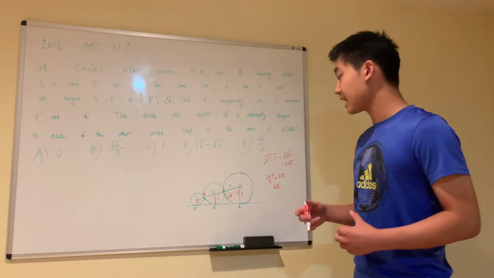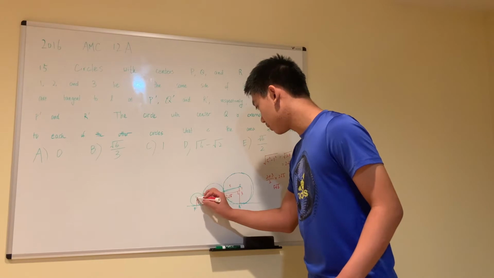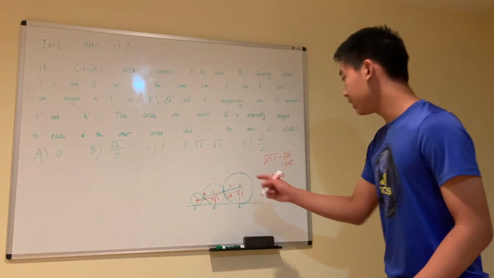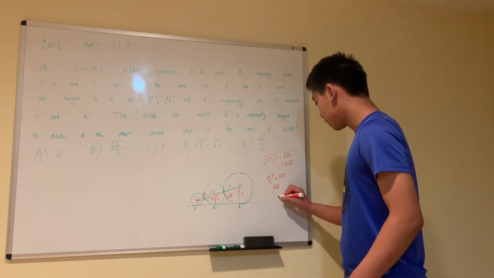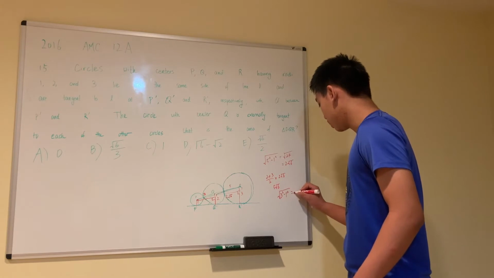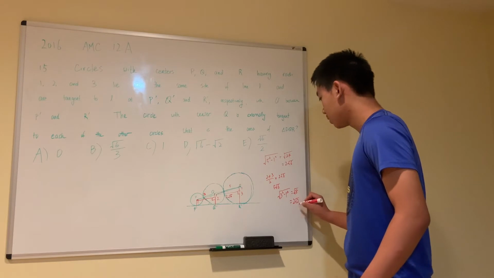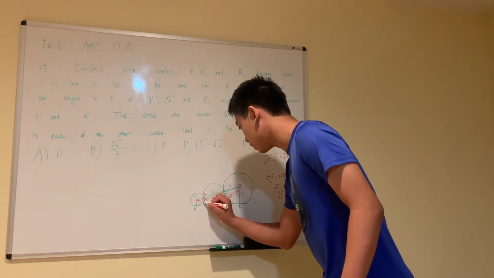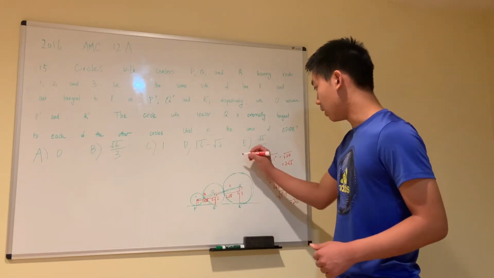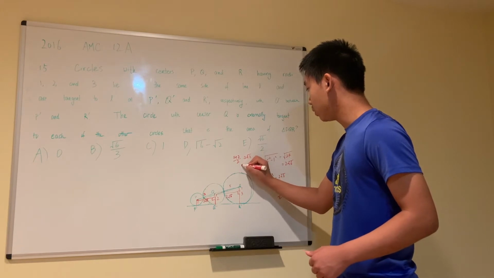Now we can do the exact same thing for this trapezoid right here. If we drop the altitude, this distance is going to be 1. We can use the Pythagorean theorem again. It's going to be the square root of 3 squared minus 1 squared, which is root 8, or 2 root 2. So this altitude right here is going to be 2 root 2. If we find the area of this, we have (1 plus 2) over 2 times 2 root 2, which is 3 root 2.